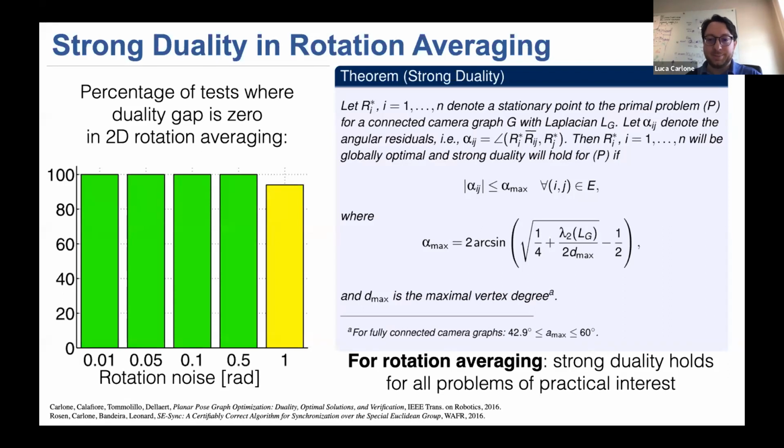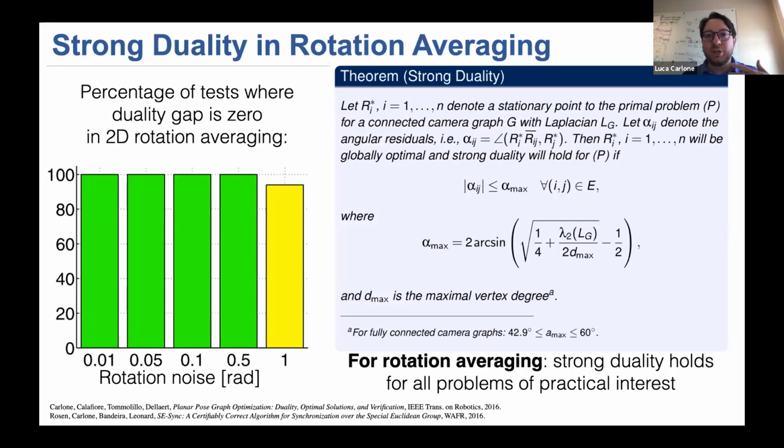Anders and TJ came a couple of years later, at CVPR, saying that you can indeed compute a bound on the maximum noise below which strong duality must hold. I will not read the entire theorem, but it says that if the rotation error on the measurements is below this threshold, then strong duality holds, and the threshold depends on the structure of the graph. The good news is that for fully connected graphs, you can tolerate up to 40 to 60 degrees of error on the measurements and still have strong duality, which makes this convex relaxation a very powerful tool.